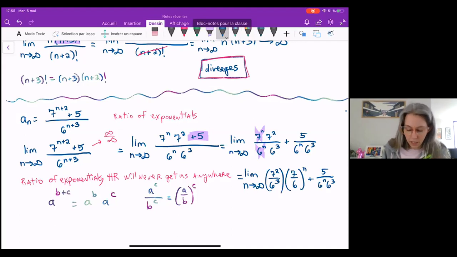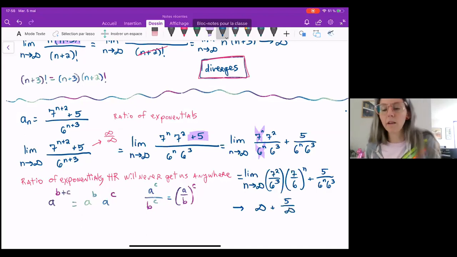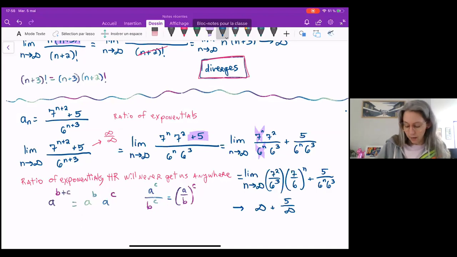Now, what's happening here? When I plug in my n, I'm looking at 7 over 6 to the power of n. 7 over 6 is a number that's bigger than 1. So when I do 7 over 6 times 7 over 6 times 7 over 6, when I put it to the power of infinity and do it times itself an infinite number of times, it's just going to get bigger and bigger and bigger. So this right here is going to infinity, plus 5 over 6 is also going to give me infinity when I put it to the power of infinity.